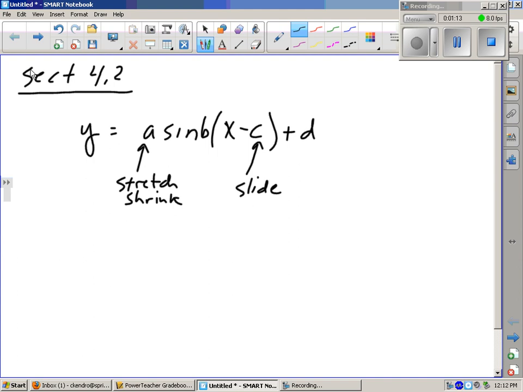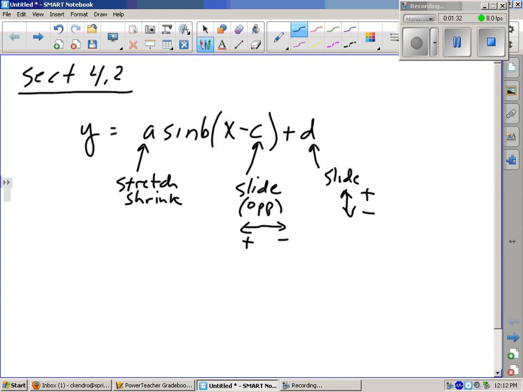We've done a slide, and this is the opposite way, either left or right, and D is a slide up or down. So for the left or right one, a plus is left, where it's a negative for the right. Plus is up, negative is down.